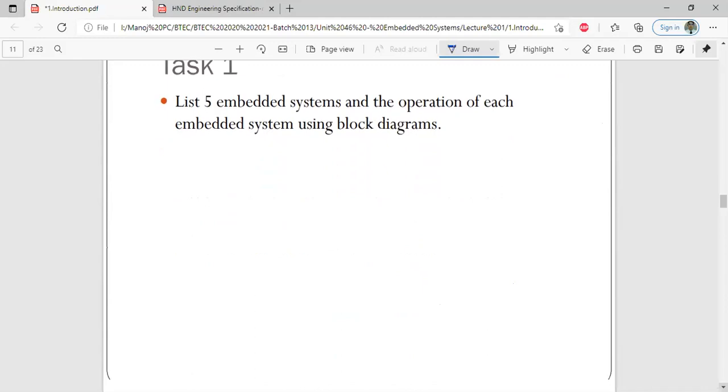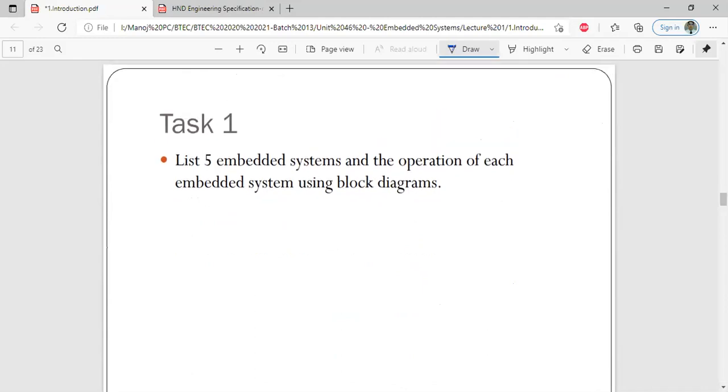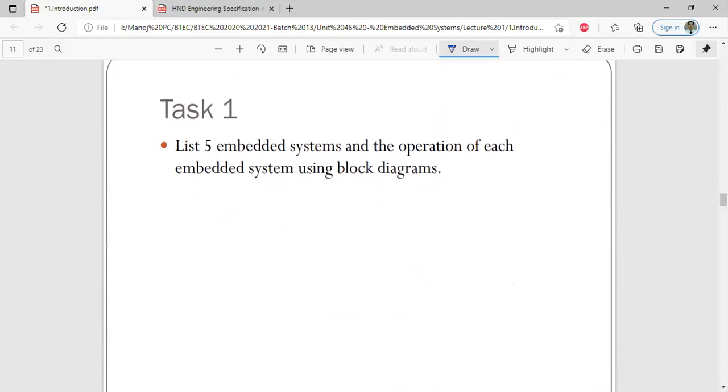Okay, so I have a task for you. List 5 embedded systems and the operation of each embedded system using a block diagram.